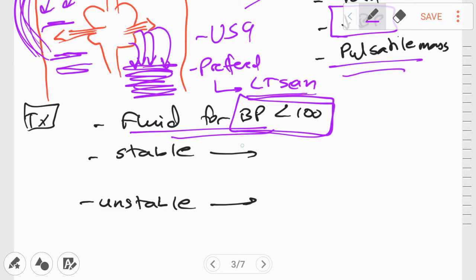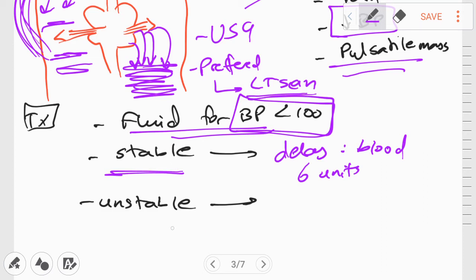And if the patient is hemodynamically stable, he's awake, he's conscious, his blood pressure is all right at the moment, you can delay the surgery till you get blood, right? So you send the blood of the patient for cross-matching, and make sure you get 6 units of blood before you start the surgery, only if he's stable. If he's unstable hemodynamically, you immediately transfer the patient for surgery.